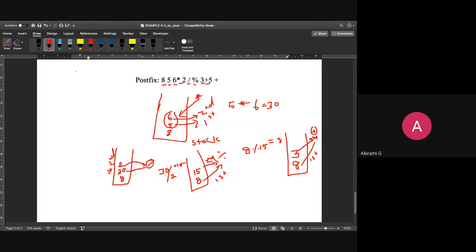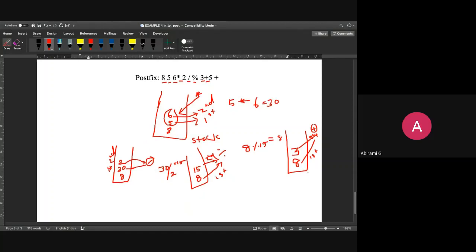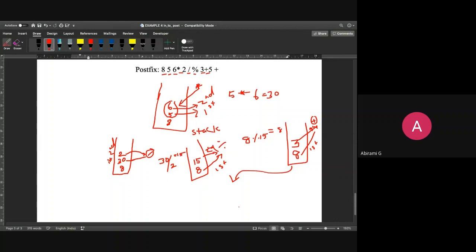So we have to push 11 back onto the stack. 8 plus 3 equals 11. Place it into the stack. The answer we push back into the stack.